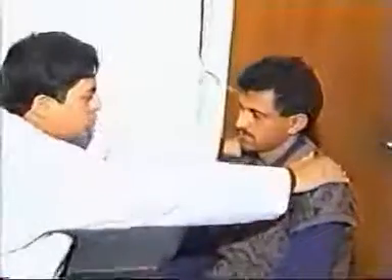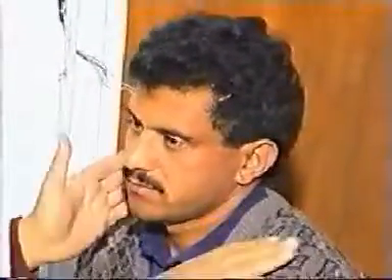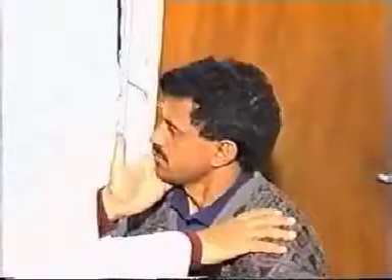Then as we come to the 11th cranial nerve, you ask the patient to shrug his shoulders while you press downwards. You ask the patient to tilt to one side, and you look for the sternomastoid standing out. So this is the 11th cranial nerve.